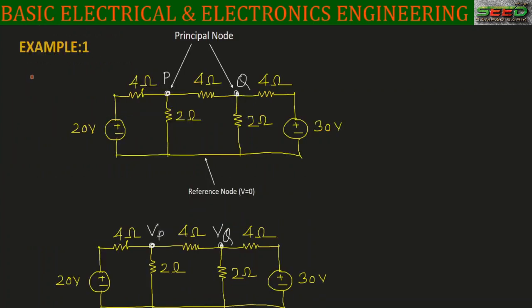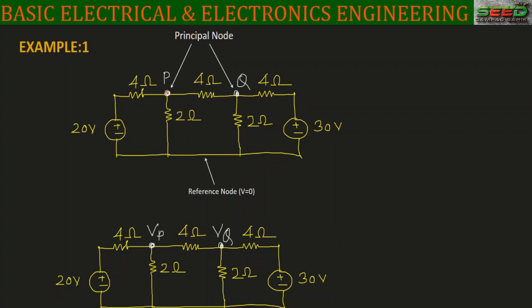Now we will see how to solve a particular problem. I have taken one example to illustrate the procedure. Now we need to understand what the question is here. The question is to determine the current through all the branches. So here the first step would be to determine the principal nodes.